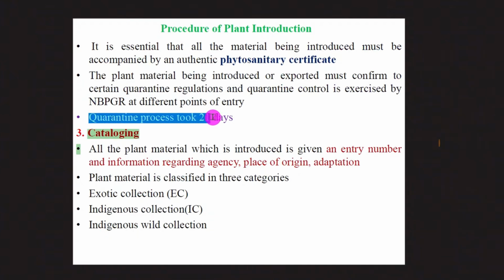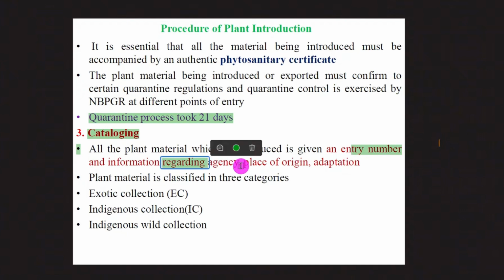And cataloging is that all the plant material which is introduced is given an entry number, with information regarding the agency, place of origin, and adaptation, meaning which agency gave this plant, the name, tag, where the origin is, and what the adaptation of the plant is. And in the plant material classification, there is exotic collection, indigenous collection, and indigenous wild collection.